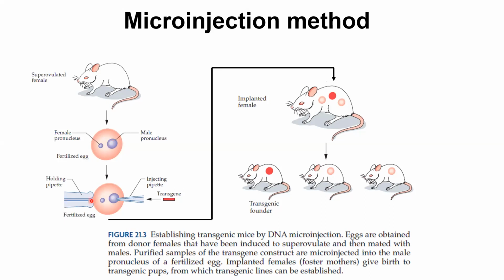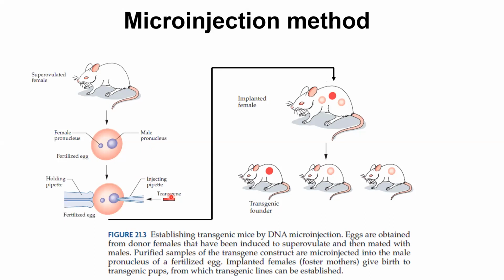What happens now? We have a suction holding pipette. To one end of the embryo, we will have a suction pump, and to the other, we will inject through a small pipette. All this will be under a camera. You could see with your eyes if your micropipette is going inside the male pronucleus or not. In this pipette, we will have a transgene, and the transgene will be pipetted directly into the male pronucleus.